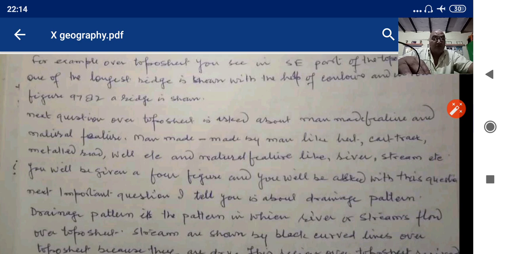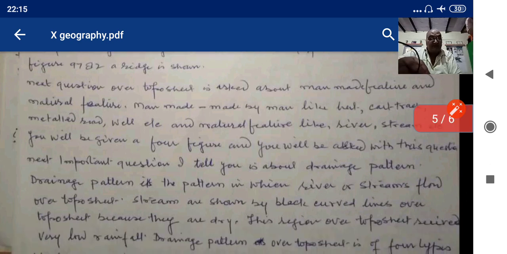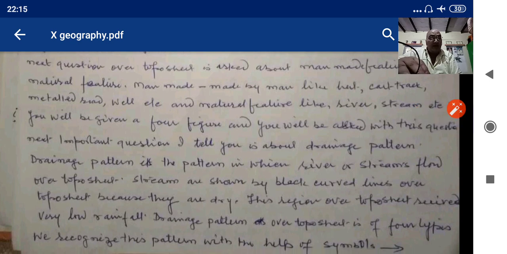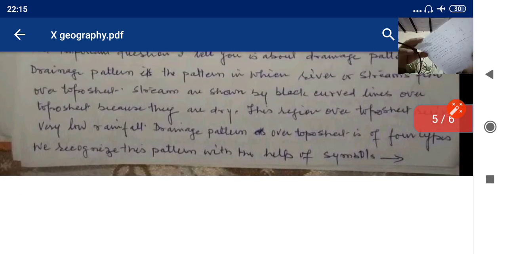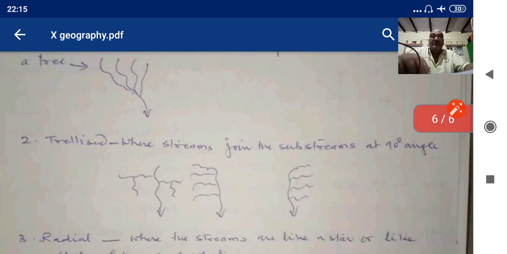Next important question I tell you is about drainage pattern. Drainage pattern is the pattern in which rivers or streams flow over topo sheet. Streams are shown by black curved lines over topo sheet because they are dry. This region over topo sheet receives very low rainfall. Drainage pattern over topo sheet is of 4 types. We recognize this pattern with the help of symbols. Those symbols are drawn for your easy recognition.